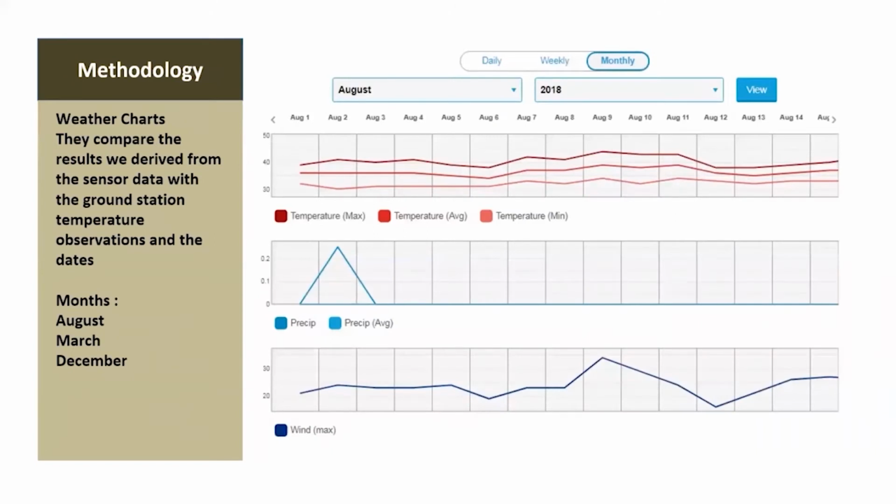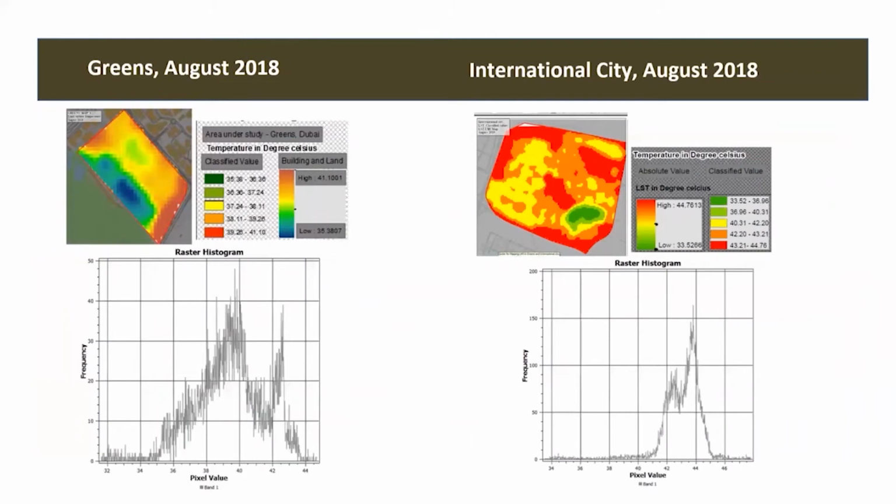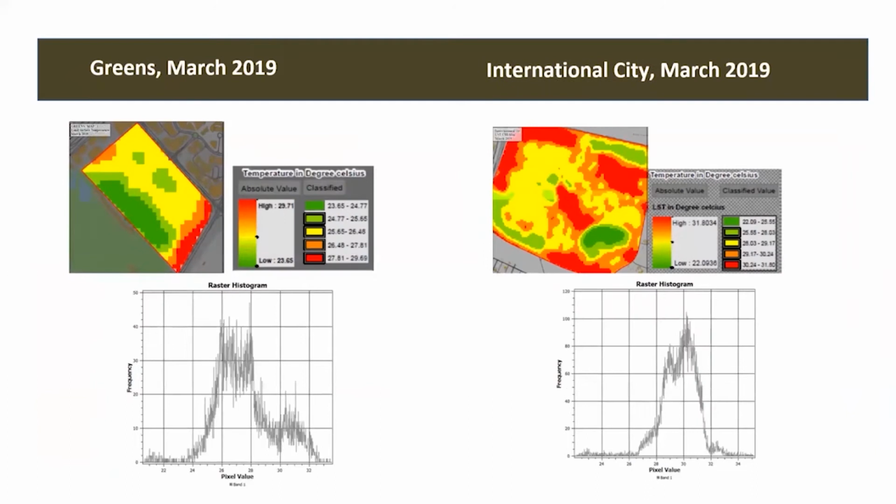Then we decided to select three months where the temperatures are quite distinct. That is the month of August, which is the summer, March, which is the start of the summer, and December, which is the winter. These are some of the graphs that show the difference in temperatures. You can see the difference in the month of August in Greens and International City. This is December, and then this is March. I will run through some of the imagery to understand how the study was done in different processes and phases.